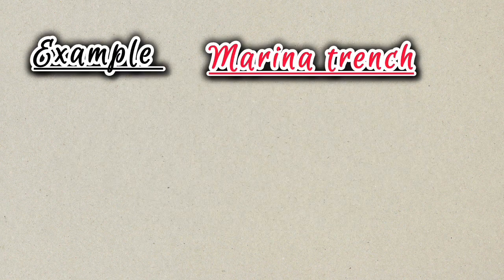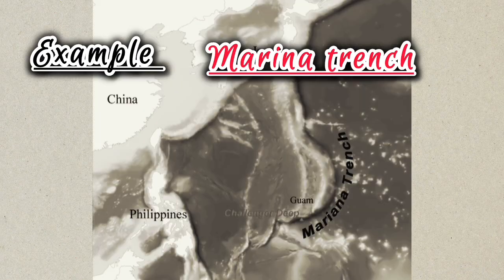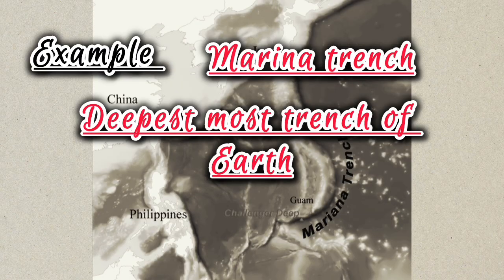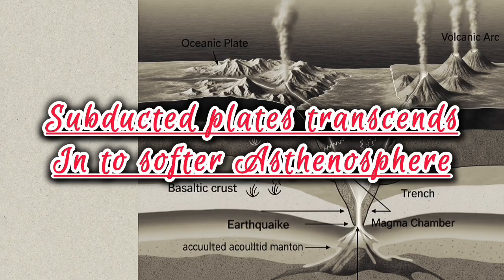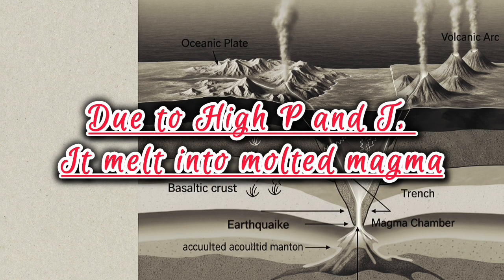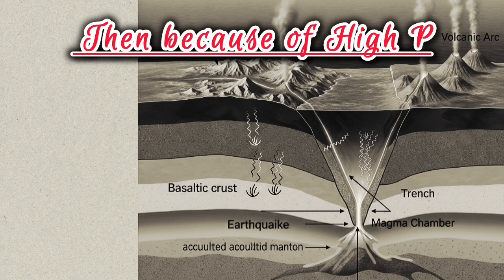Now, the important thing you have to remember is that the trenches formed in oceanic convergence are much deeper than the trenches formed in continental-oceanic convergence. One of the famous examples is the Mariana Trench, which is in the Pacific Ocean, and it is the deepest trench of the Earth.